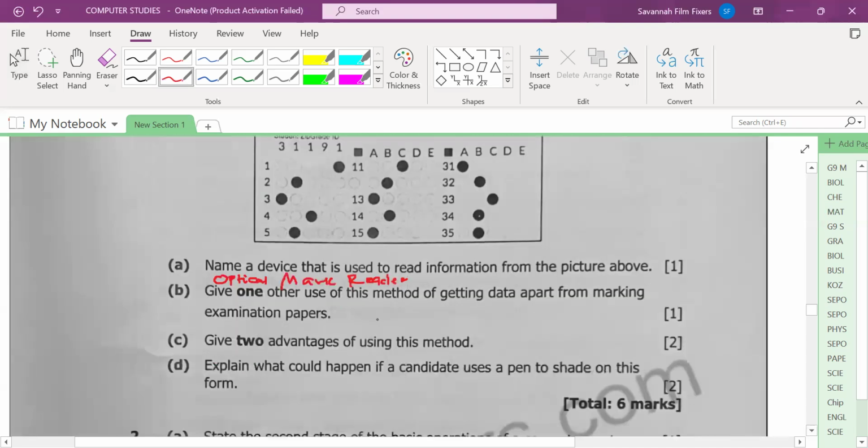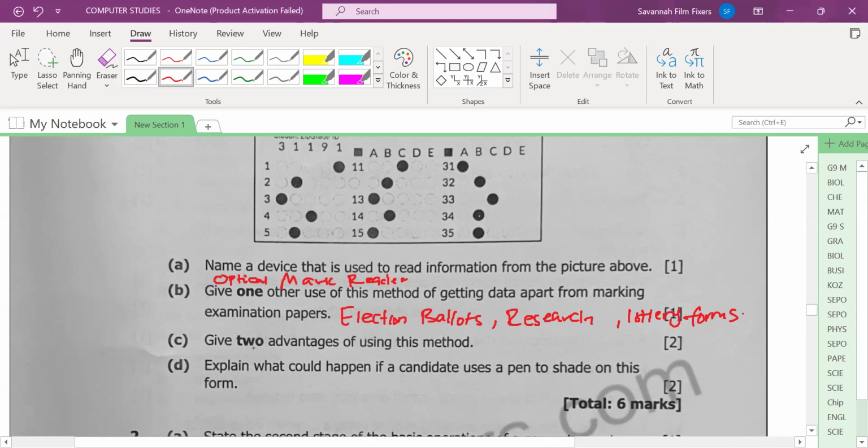So B, give one other use of this method of getting data apart from examinations. Here you can use it in your election ballots. Election ballots, there are so many voters. If you design a system which can translate the number of votes and you can scan, you can use that. You can use it in research, even in lottery forms, you can actually use it. I've chosen election ballots because that would be something that you may be familiar with given we're going to vote. So this is an example of making your life easy.